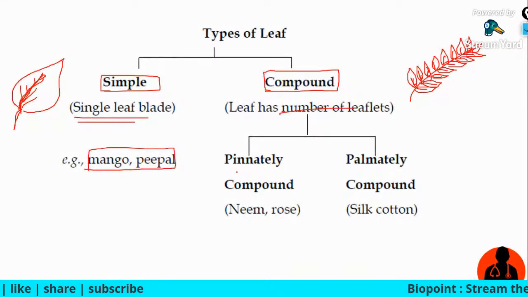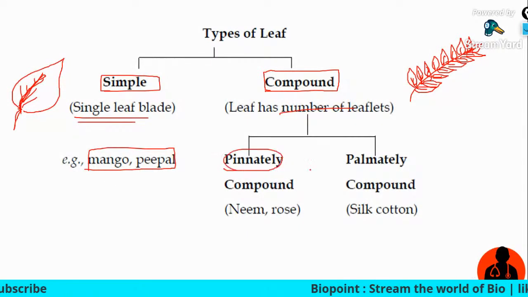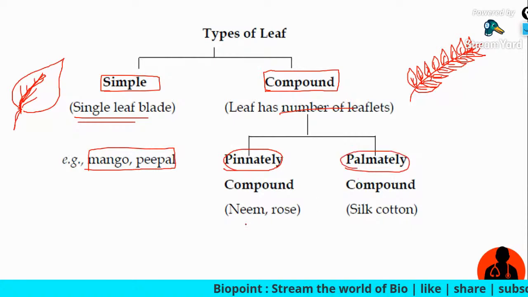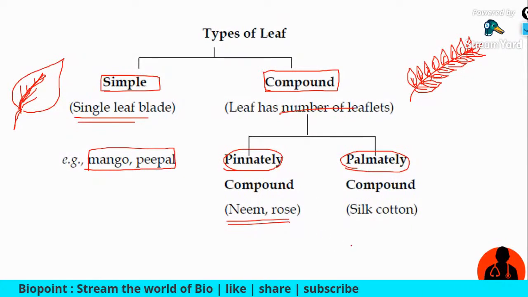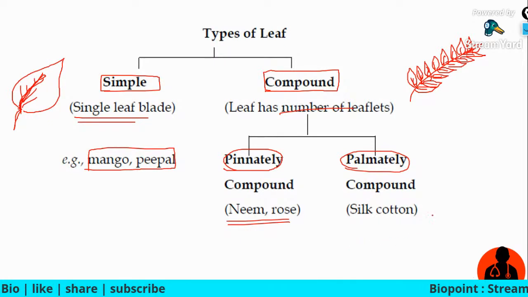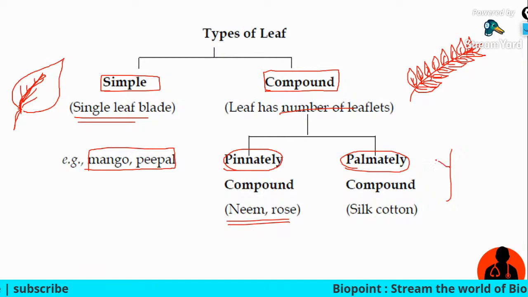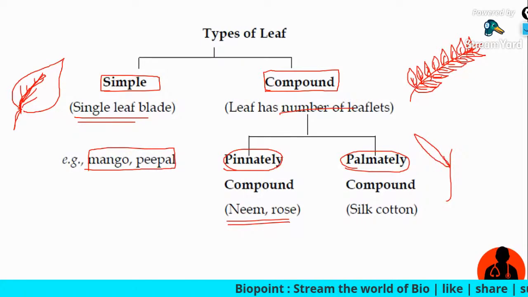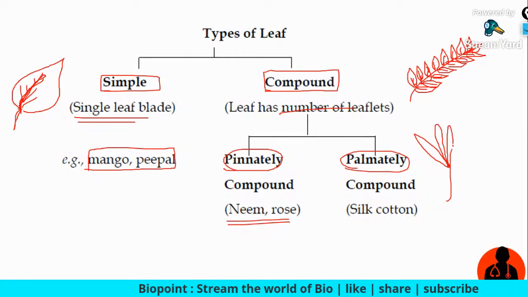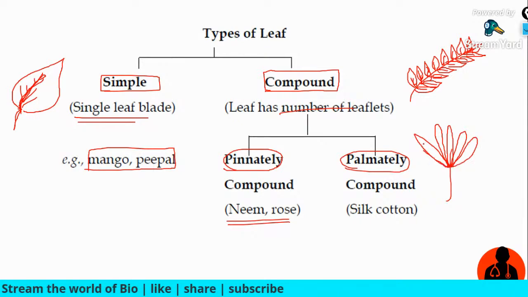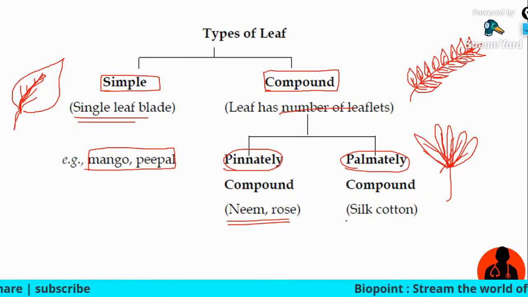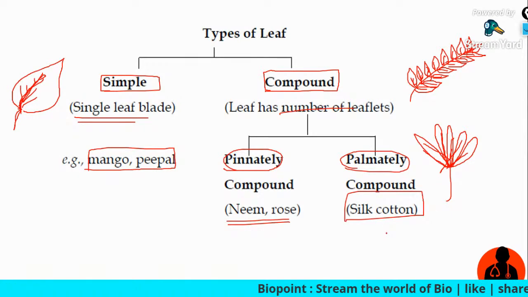In compound leaf, you have pinnately compound leaf and palmately compound leaf also. Neem and rose are examples of pinnately compound leaf. And what is meant by palmately compound leaf? All the leaflets are attached to a common point, as in silk cotton. There are a number of leaflets, all attached to a single point, but all are individual leaflets. It is seen in silk cotton.